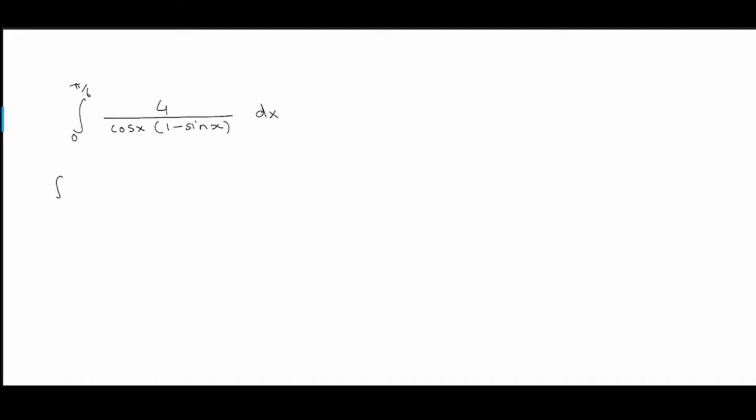Here we go. This is a definite integration. We're going to have 0 to pi by 6 of cos x multiplied by 1 minus sin x dx. So I'm going to go with a substitution. I say u is equal to sin x. That makes du equal to cos x dx.